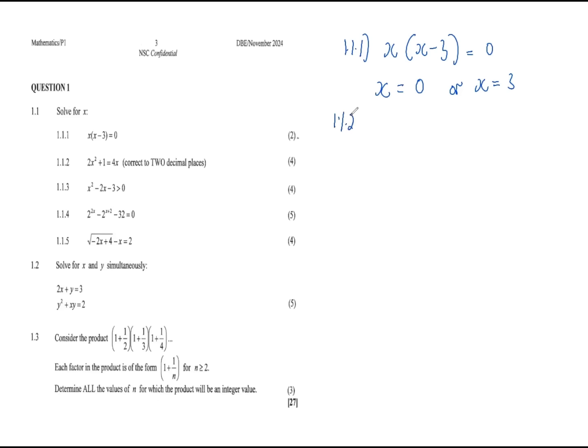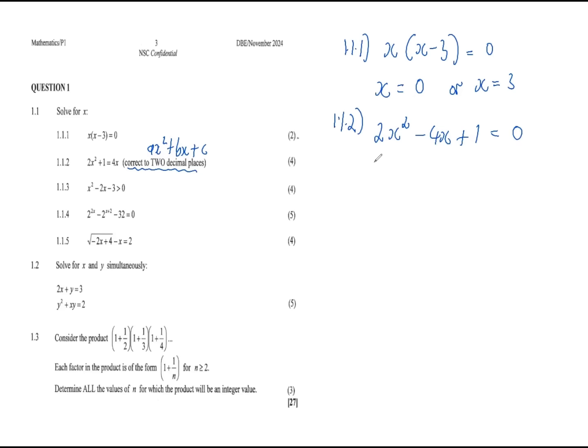Now for 1.1.2, we have 2x squared plus 1 equals 4x, and a statement that says correct to 2 decimal places. Whenever you have that statement, it simply means you have to apply your quadratic formula. But before you can apply it, you need to first rearrange it into standard form, ax squared plus bx plus c, so that you can visibly see your values of a, b, and c. So we first write it in standard form: 2x squared minus 4x plus 1 equals 0.